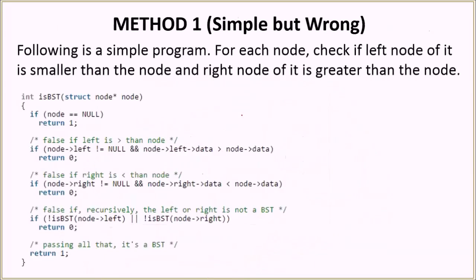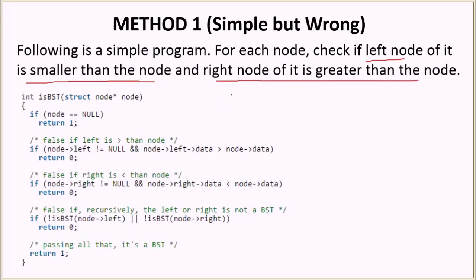Okay. So now let's look at the methods to check if it's a binary search tree or not. We are going to see multiple methods, and we are going to improve on our way from method 1 to method 4. Following is a simple program. For each node, check if the left node of it is smaller than the node and the right node of it is greater than the node.